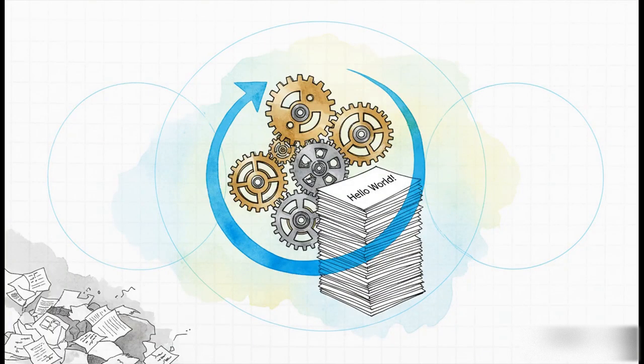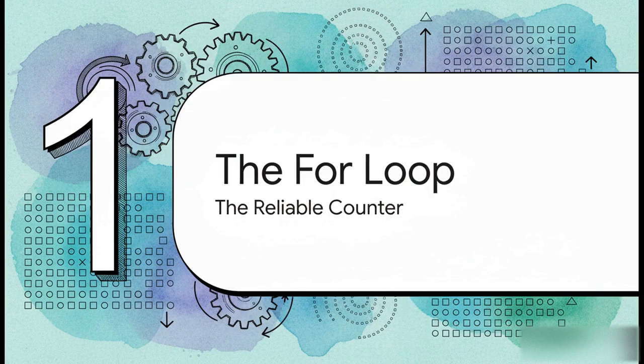This better way is called looping, or sometimes iteration. It's the core idea of telling a computer to repeat an action without you having to spell it out again and again. So today, we're going to master the 3 essential loops that every single programmer has got to know. All right, first up, let's dive into the absolute workhorse of the loop family, the for loop.